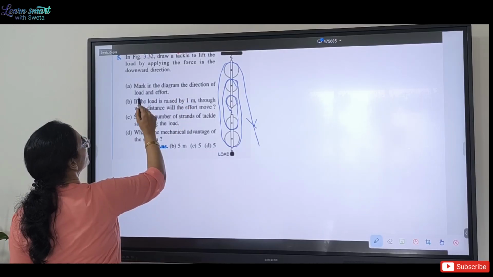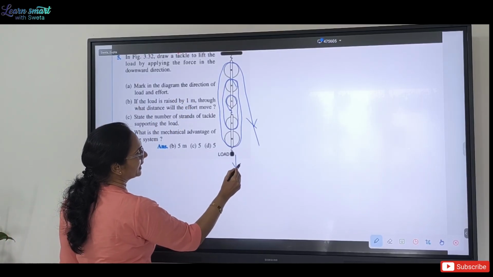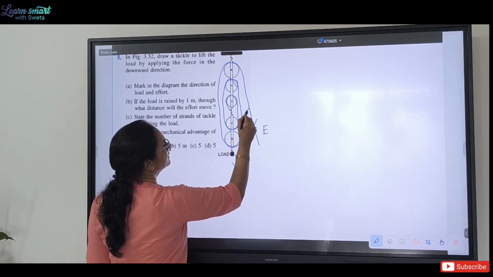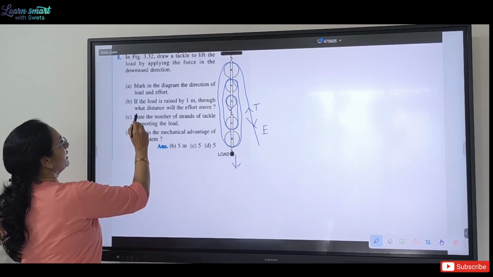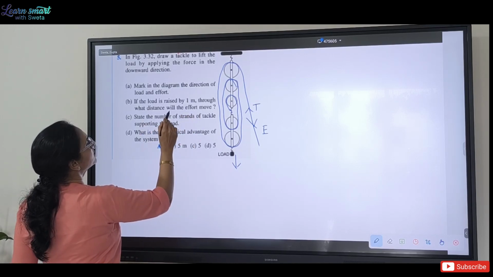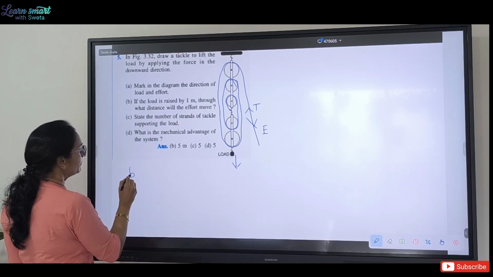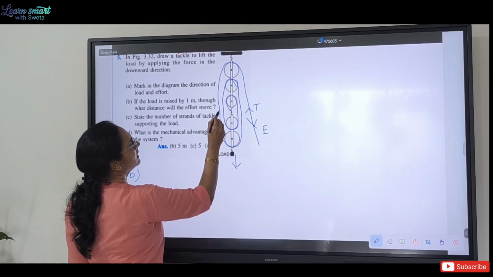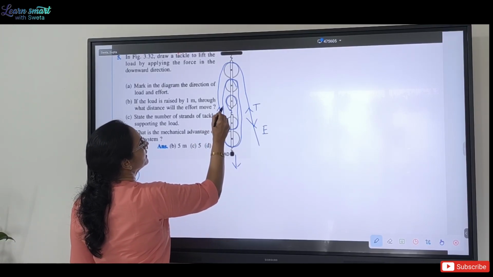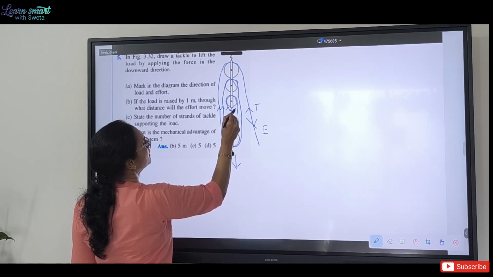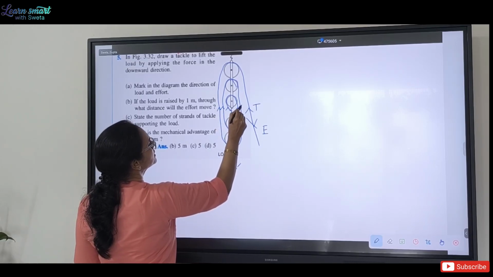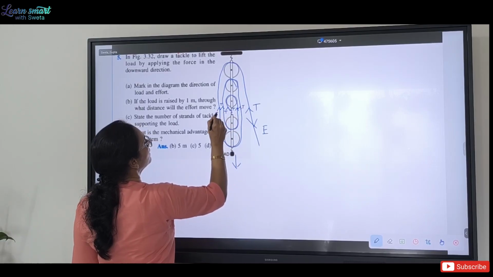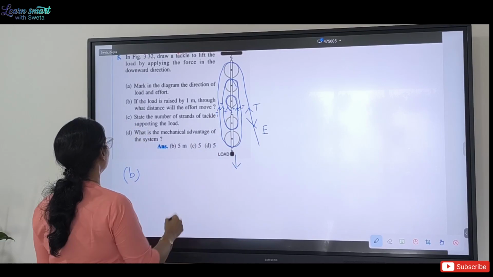Mark in the diagram the direction of load and effort. So this is load. Load acts in the downward direction and effort acts like this, and here is the tension. So we have marked that. If the load is raised by 1 meter, through what distance will the effort move? So remember, in a block and tackle system, here we should draw all the arrows, like it is given in the book. All these are tensions in the rope. The load is balanced by the 5 tensions.